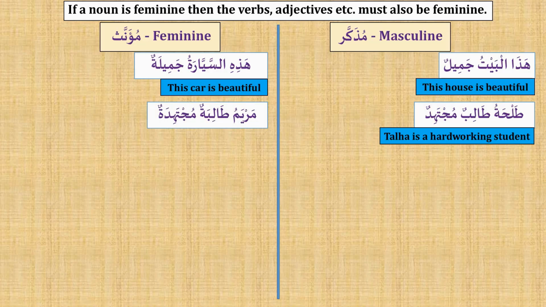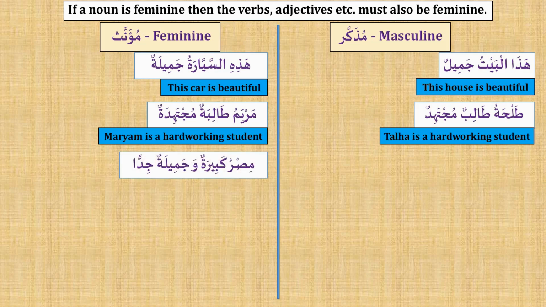Maryamu talibatun mujtahidatun. Maryam is a hard-working student. Maryam is a female name, although it doesn't end with ta marbuta. Talibatun, female student, and mujtahidatun, hard-working for female.